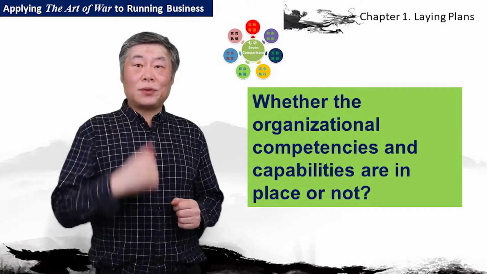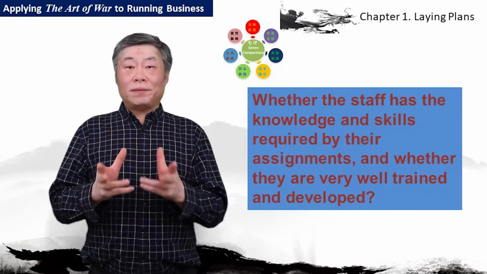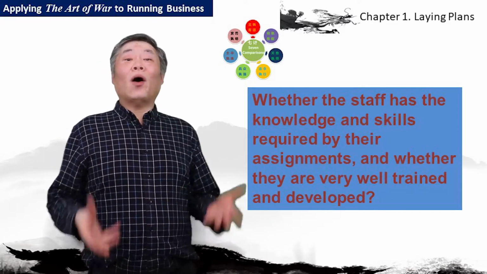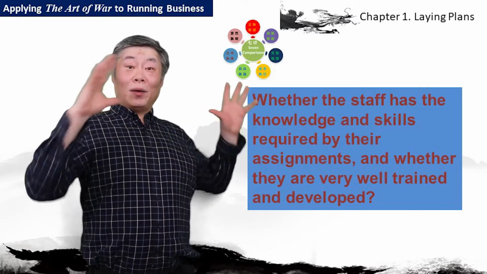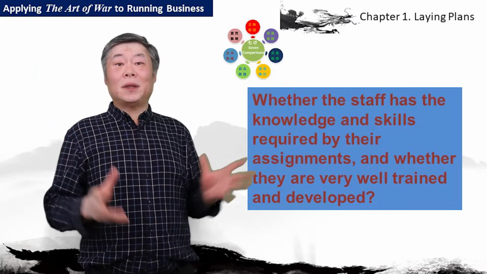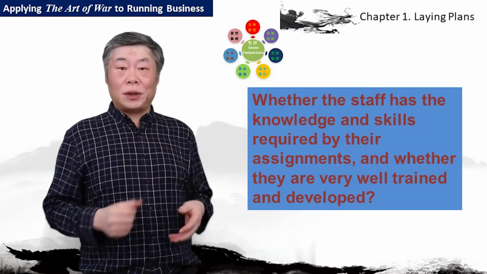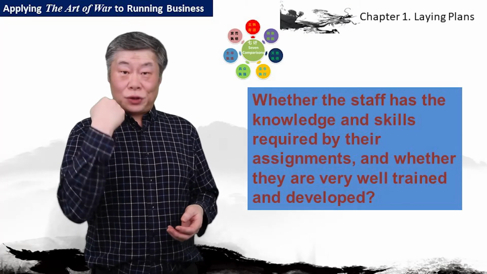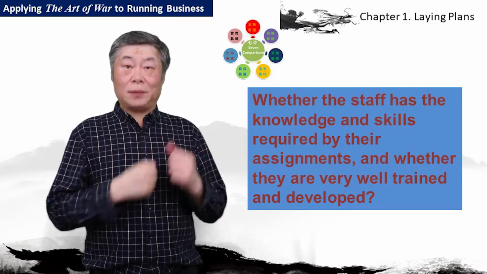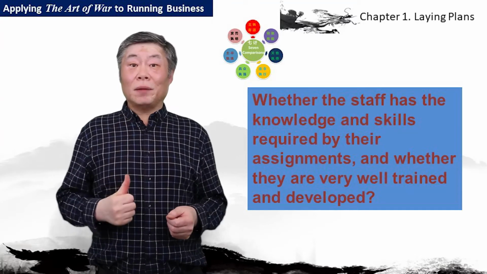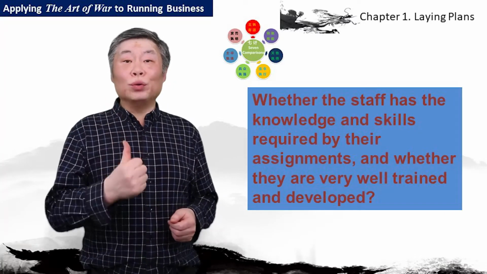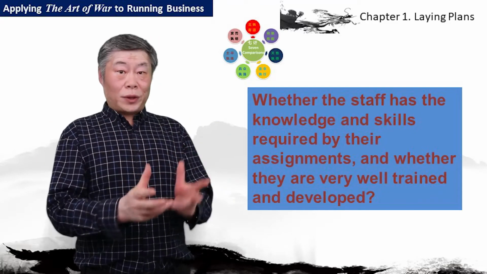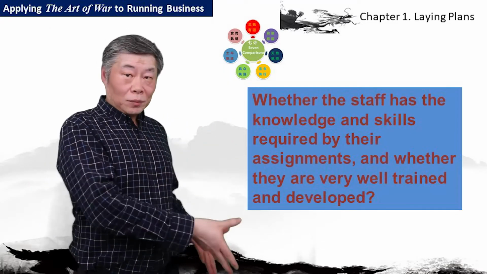Now, number 6, on which side are officers and soldiers more highly trained? Today, all the employees are very well trained, very well developed, and everyone has growth opportunities, and they would like to evolve together and grow together with the company. So successful companies like Netflix, Google, and you name it, there are a lot of success stories out there in the market.